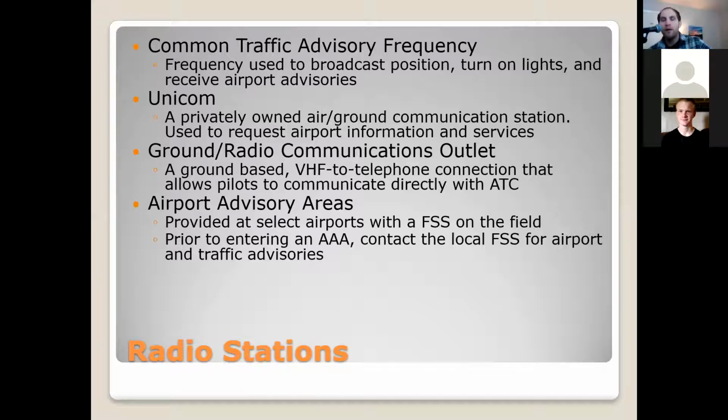The next vocabulary word is ground communications outlet. So you could call it GCO for ground communications outlet. You could call it RCO for radio communications outlet. A lot of people think about it as a repeater tower, and it's a ground-based antenna, and it connects via telephone lines. So your VHF radio could then get in contact with somebody else, typically air traffic control, although possibly flight service station, depending upon the actual station.